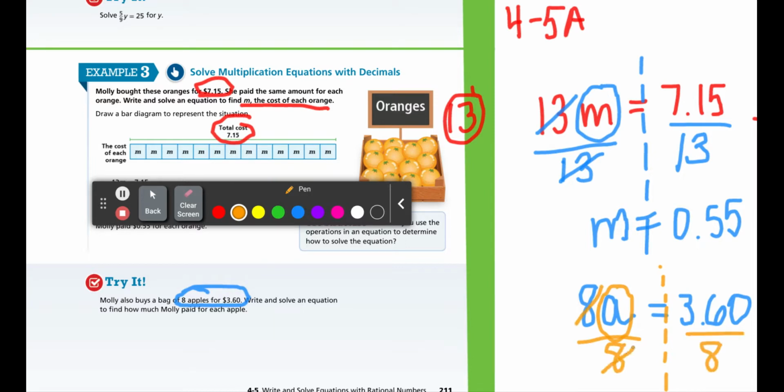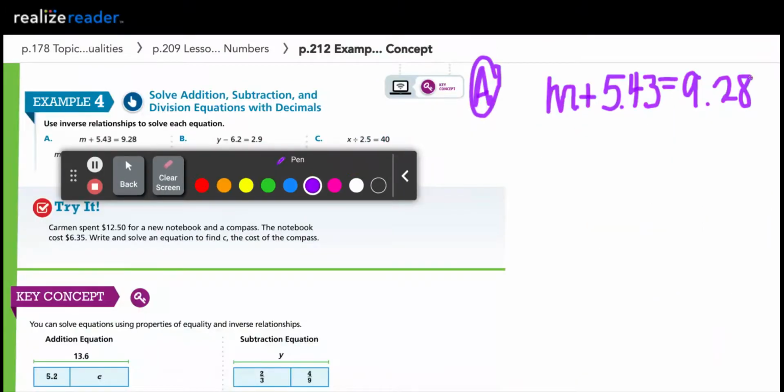8 divided by 8 cancels out, and then A will equal, let's see, $3.60 divided by 8 is 45 cents each. So each apple is 45 cents. Okay, now let's look at example 4. The directions say use inverse relationships to solve each equation.